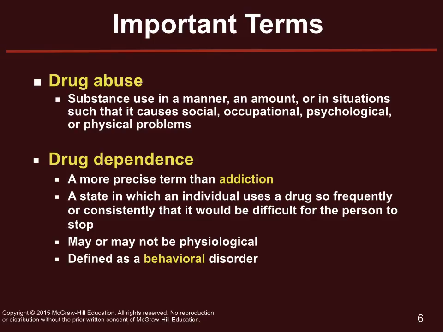So continuing to define our important terms, now we're going to move on to drug abuse. The definition we'll use here is use of a substance in a manner, an amount, or in situations that cause social, occupational, psychological, or physical problems. So this gets broad. It can mean different things for different people, but in general, we're talking about a use that is problematic. So when the use of the drug begins to cause problems.